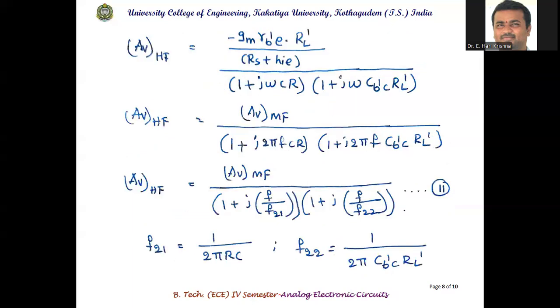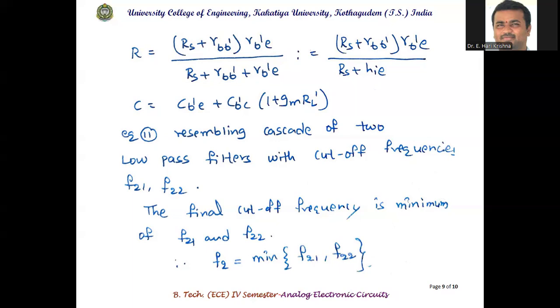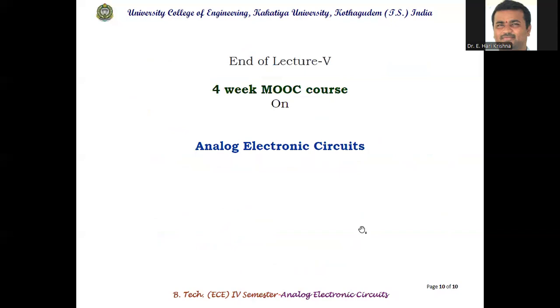We have seen this in the low pass filter discussion. This is the equation: if you compare, this is one low pass filter and this is another low pass filter. For a cascade of two low pass filters, the final cutoff frequency is the minimum of the two. So f2 is equal to the minimum of f21 and f22, which gives the overall upper cutoff frequency because of internal capacitors. That's all for this session. Here we have seen the high frequency analysis of the BJT RC coupled amplifier.